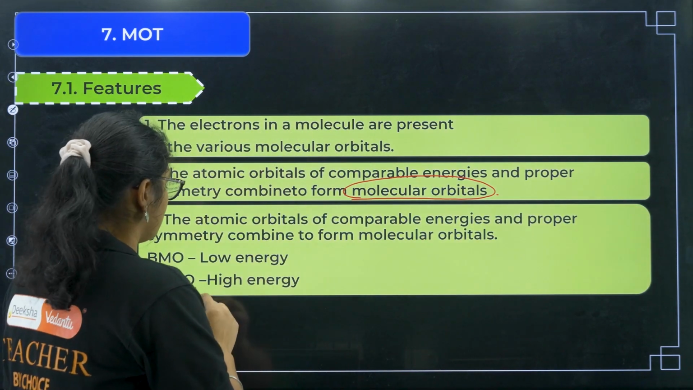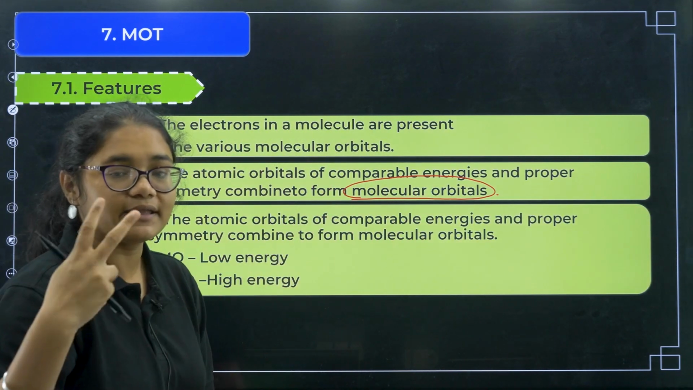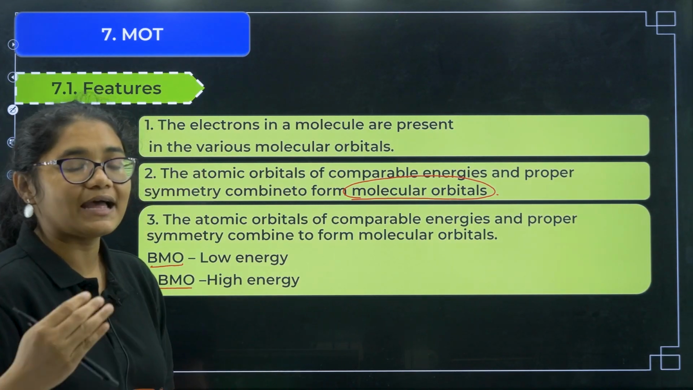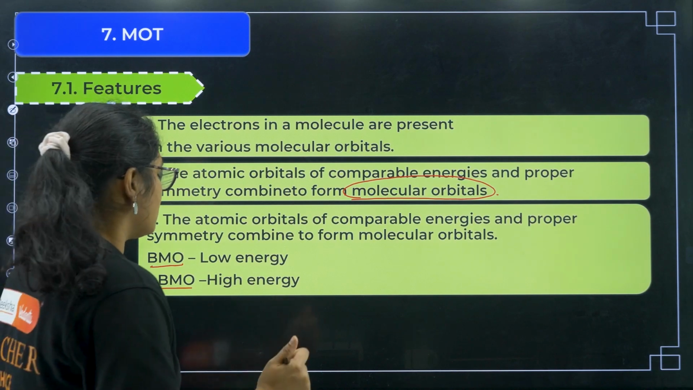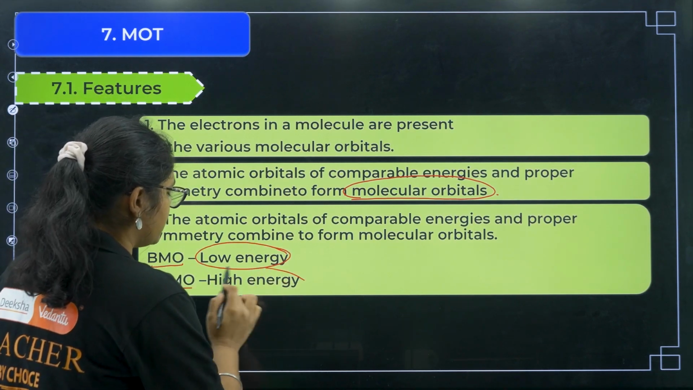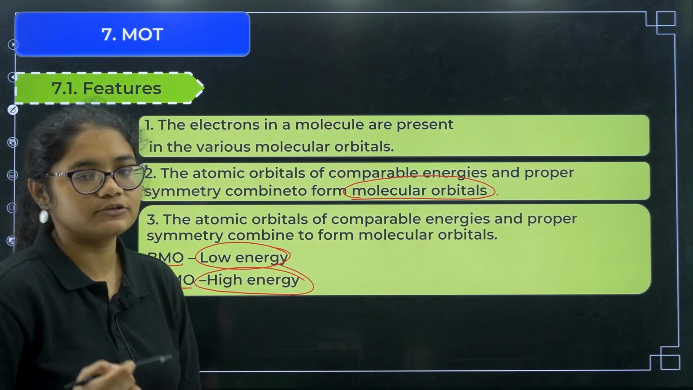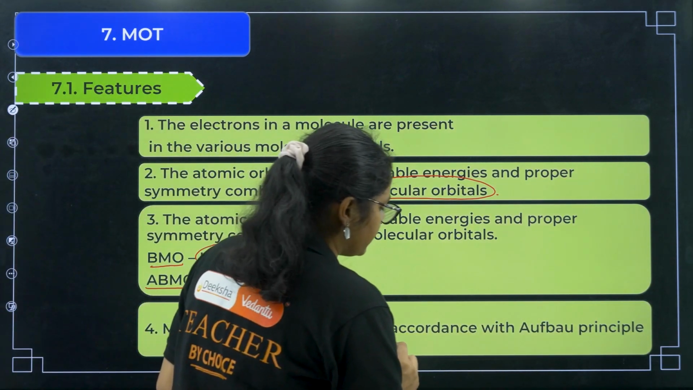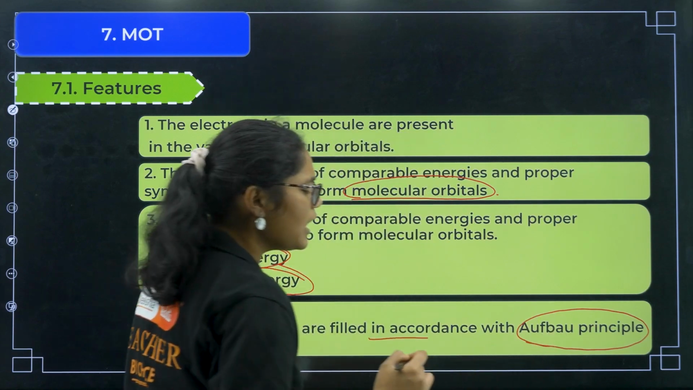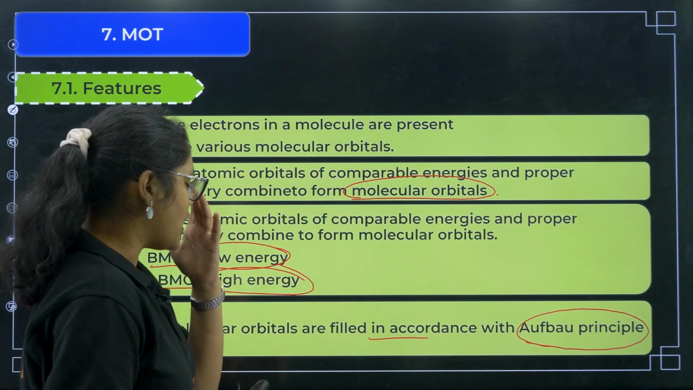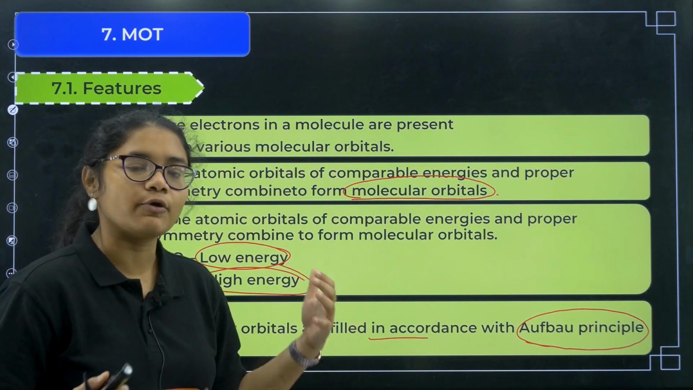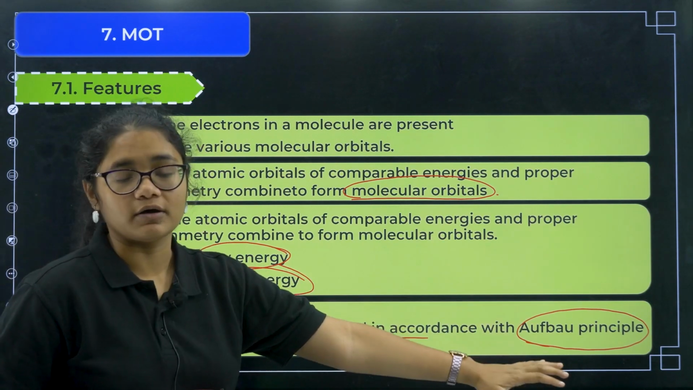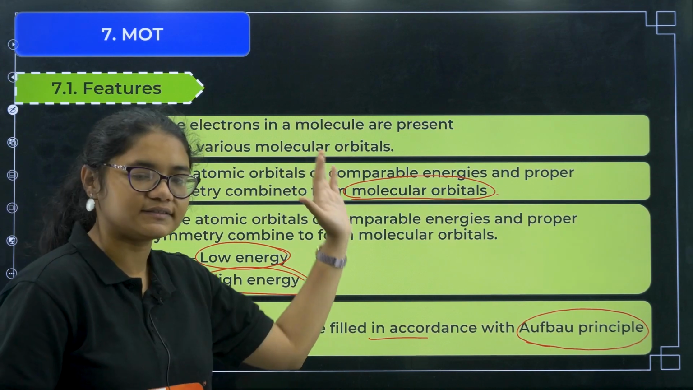Next, when these atomic orbitals combine, we get two types of molecular orbital: one is bonding molecular orbital, another is anti-bonding molecular orbital. The bonding molecular orbital has lower energy and the anti-bonding molecular orbital has higher energy. Molecular orbitals are filled in accordance with the Aufbau principle, so the same rules followed while filling atomic orbitals are followed to fill the molecular orbitals as well. These are the features.